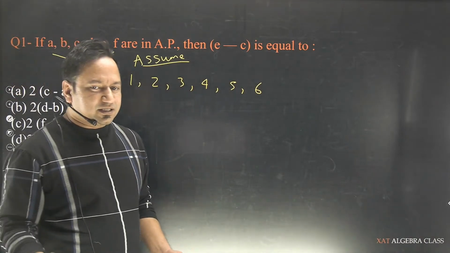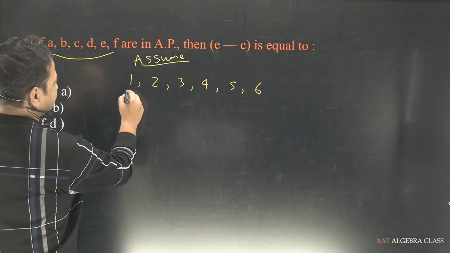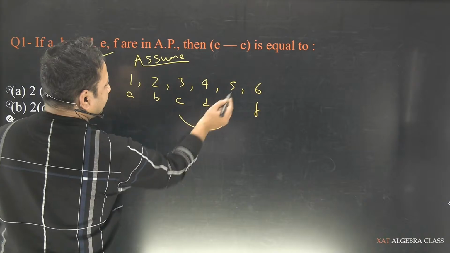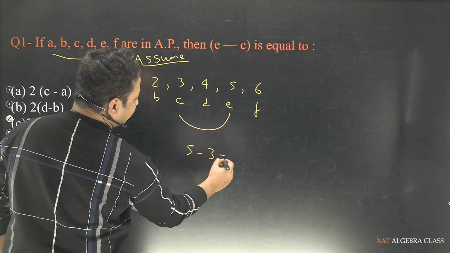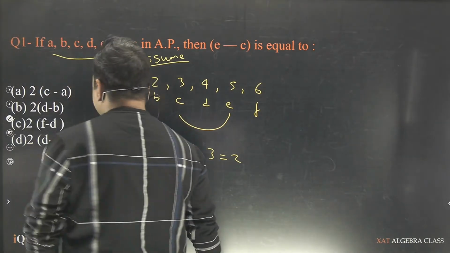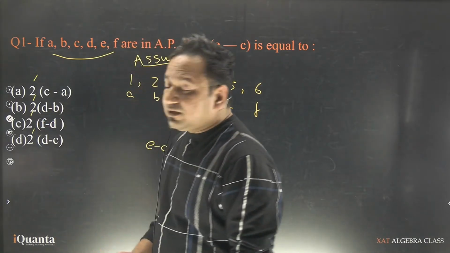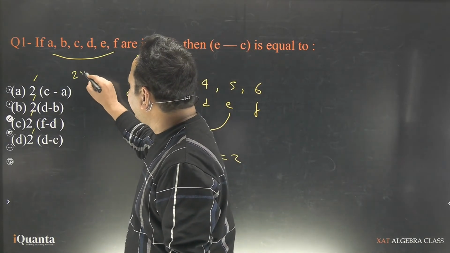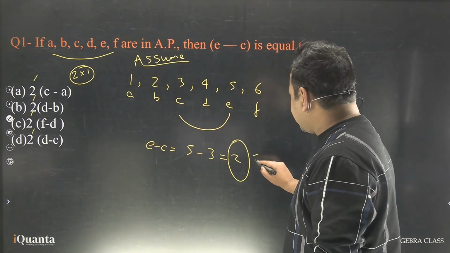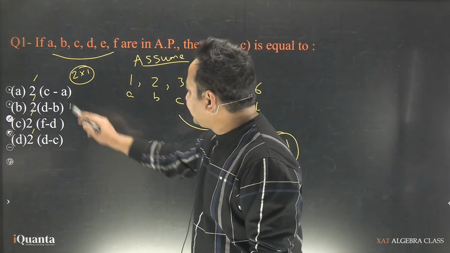So I can assume any kind of AP. The simplest AP is the natural numbers, 1, 2, 3, 4, 5, 6. All right, so this is A, this is B, C, D, E, and F. What is E minus C? 5 minus 3 is what? It is 2. Is that clear? If I look at the options, all of them have 2 in common. So basically what I want is 2 multiplied by 1. E minus C is 2, which is actually double of 1. And in all the options we have 2 common, we just require 1.